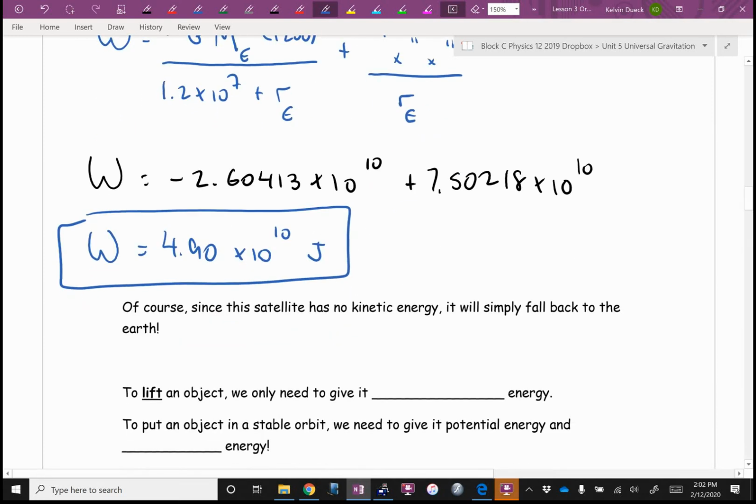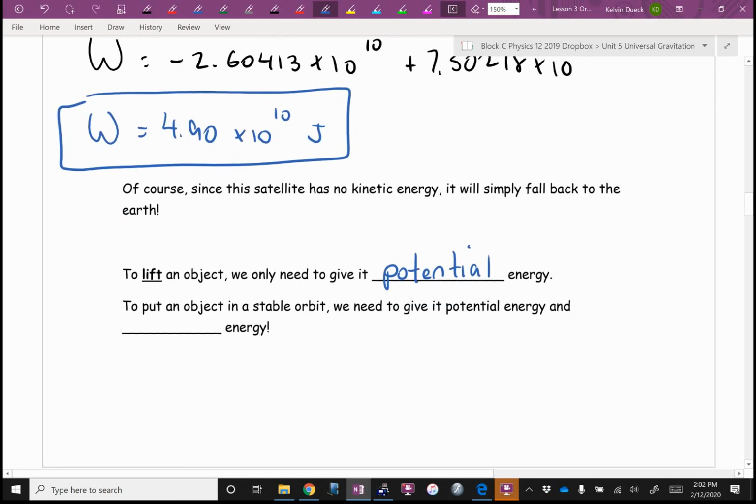Of course, since this satellite has no KE, it will simply fall back to the Earth because there is gravity still up there. So to lift an object, we only need to give it potential energy. But to put it in a stable orbit, did I say orbit? Gravity is what's pulling me in a circle. We need to give it both potential and kinetic energy.